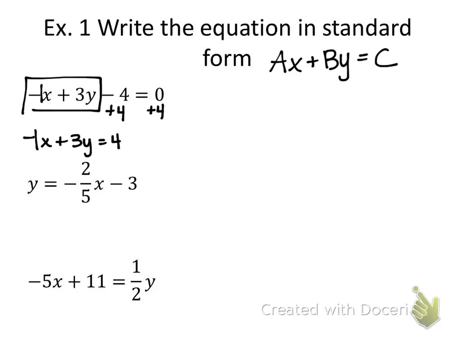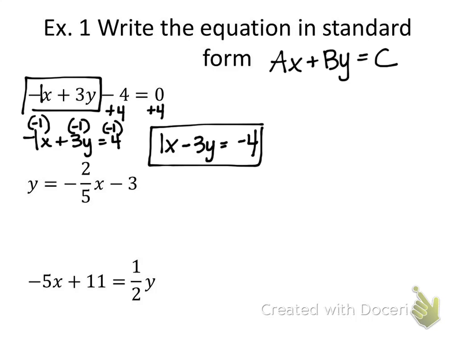Now I check, do I have any fractions? No. Is a negative? Yes. So how do I change that? Remember, anytime it's a negative, all you've got to do is multiply by negative 1. Whatever you do to one thing in the equation, you have to do to everything else. So if I multiply the first term by negative 1, I've got to multiply every other term by negative 1. So negative 1 times negative 1 is positive 1x minus 3y equals negative 4. So now my equation is in standard form. A is positive and there are no fractions.